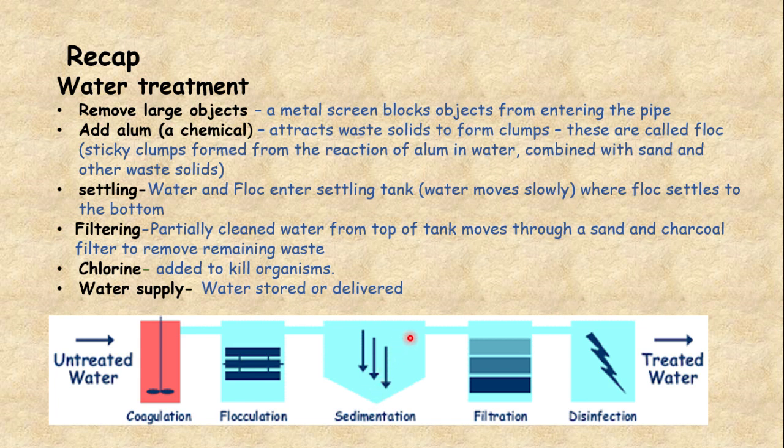Then the water from this chamber is moved into the other process that is named as filtration. Filtration contains some layers of filters made up of sand, charcoal, or gravel. These also remove some remaining waste which is present inside the water.